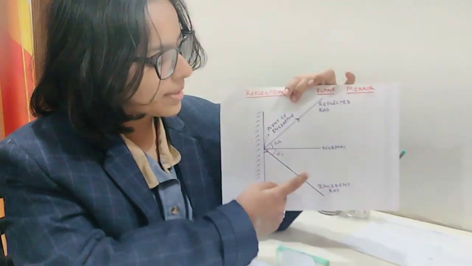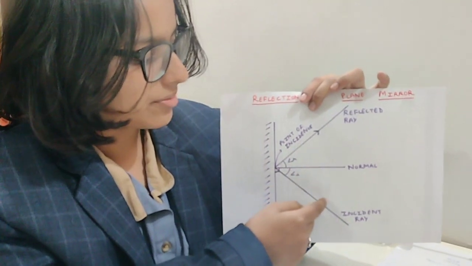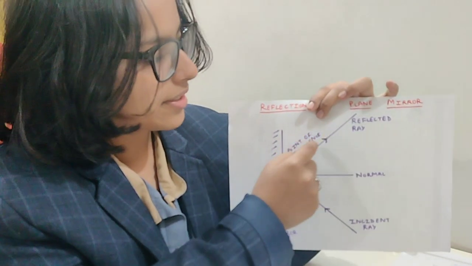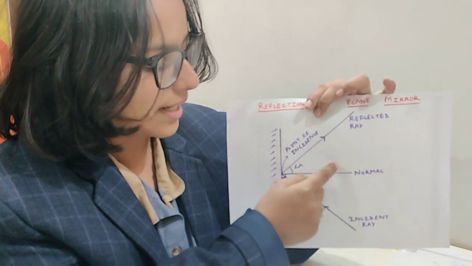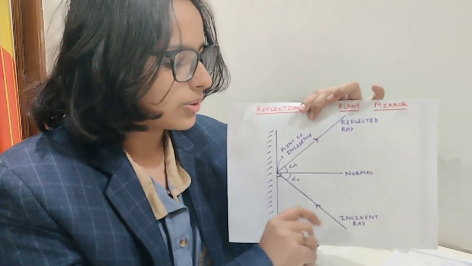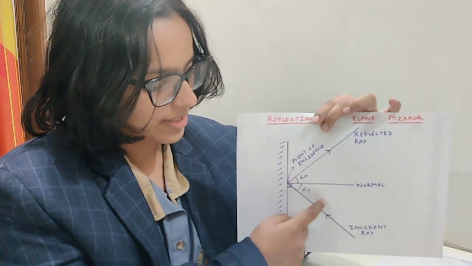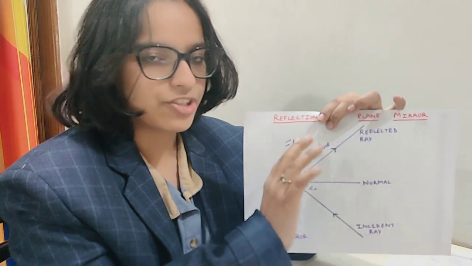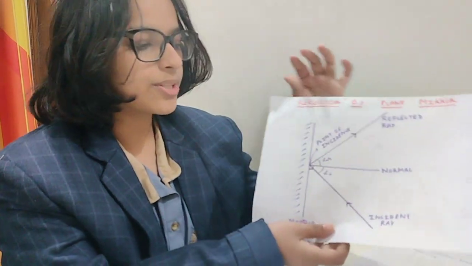The angle between the incident ray and the normal is the angle of incidence. Angle between reflected ray and normal is the angle of reflection. So the second law states that the angle of incidence is equal to the angle of reflection always. And we also have a special case from this law.